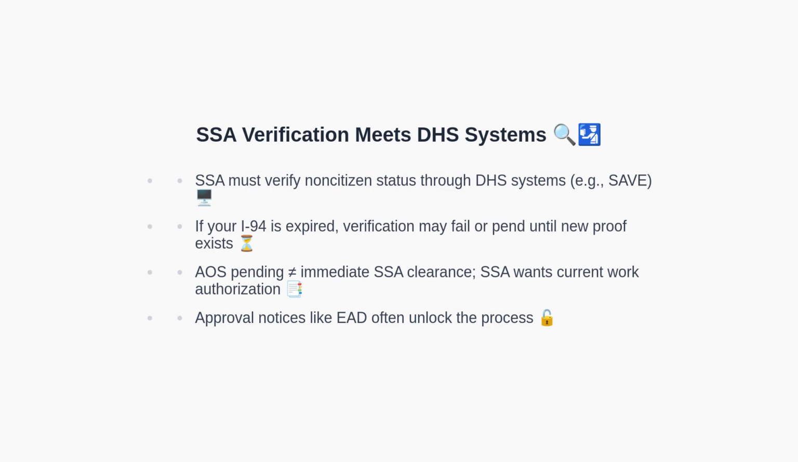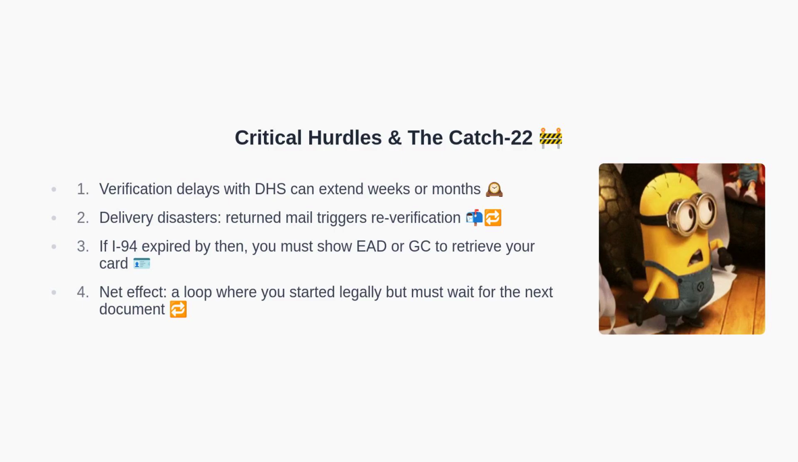Next, let's connect SSA and DHS. SSA relies on DHS systems, such as SAVE, to confirm your status. If the I-94 has expired, those systems may not confirm current authorization, causing the SSN application to pend. While an adjustment of status might protect you from unlawful presence issues, that alone does not necessarily satisfy SSA's requirement. Instead, an approved EAD or green card usually serves as the definitive, current authorization that allows SSA to finalize your SSN.